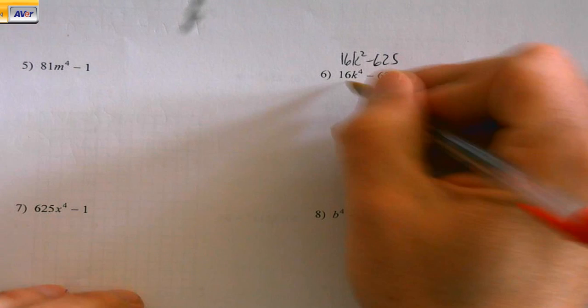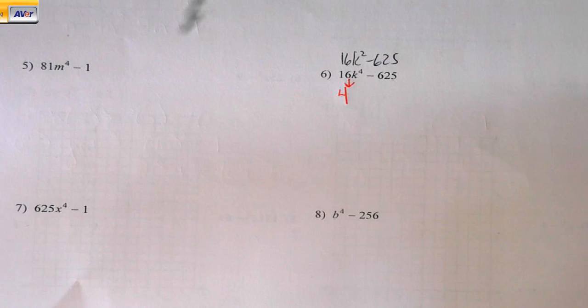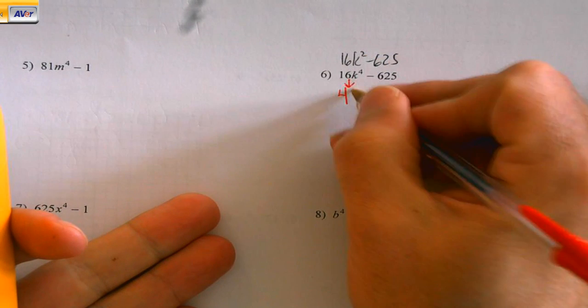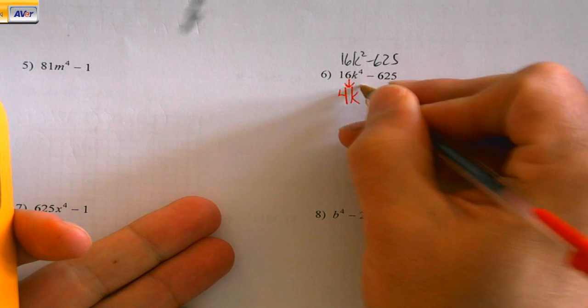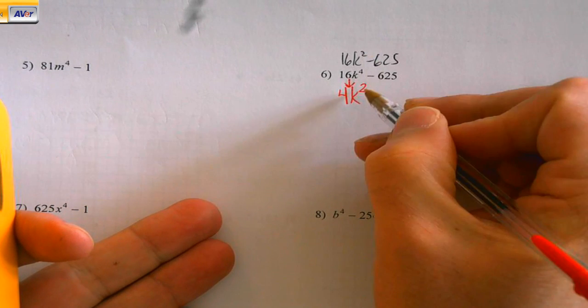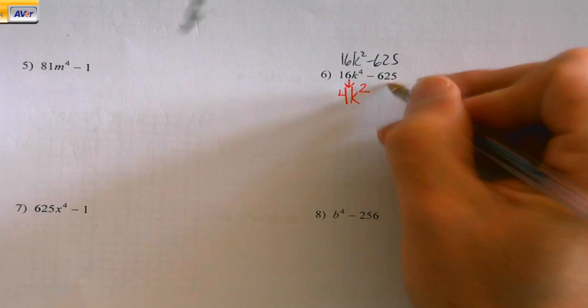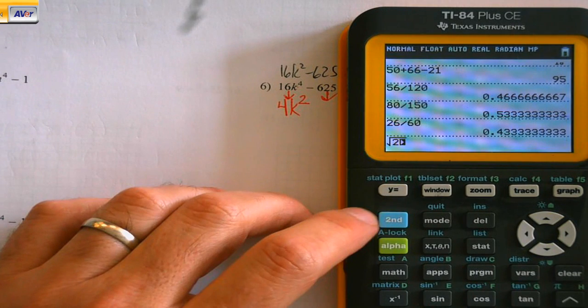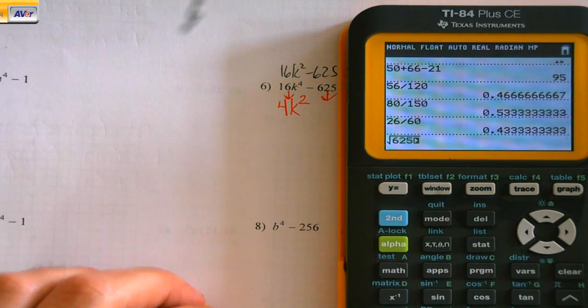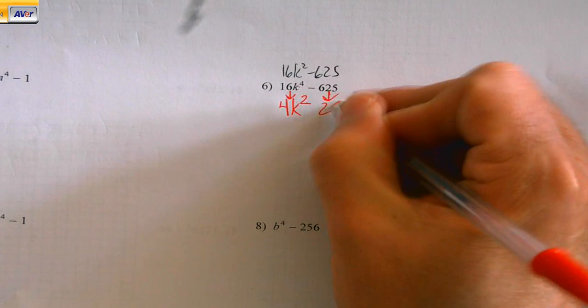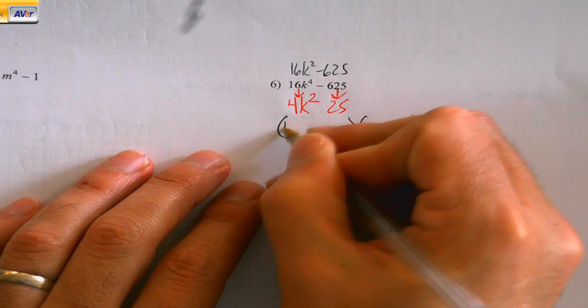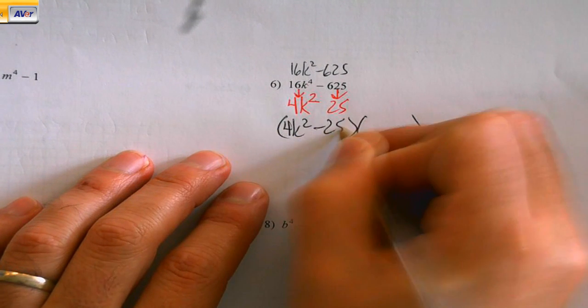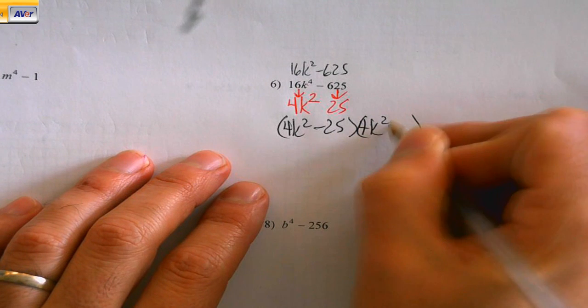Now, in this case, I know the square root is 16. 4 times 4 is 16. If this was squared, we'd just write k here. But it's not. 1 plus 1 is 2. 2 plus 2 is 4. Okay, that's going to be my difference here. And 625, that's just a really big number. The square root of 625 is 25. So now it works just like a difference of squares would. 4k squared minus 25. 4k squared plus 25.